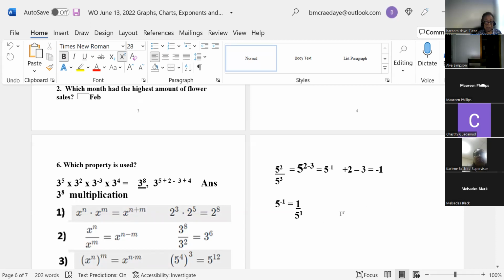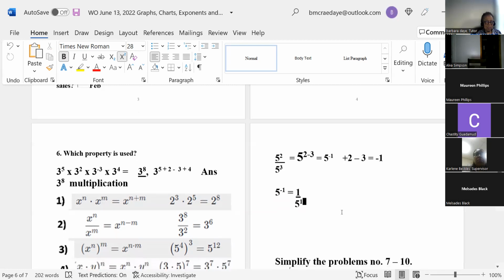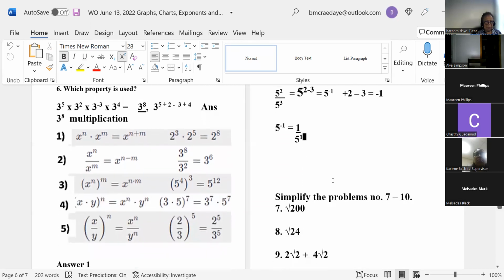You got to remember those signs. So 5 to the 2nd over 5 to the 3rd is 5 to the -1, which is 1 over the reciprocal to the +1. Got it? Thank you, miss. Questions? Any questions? No, miss. Okay, let's go to simplify.